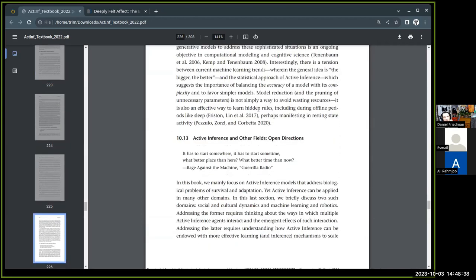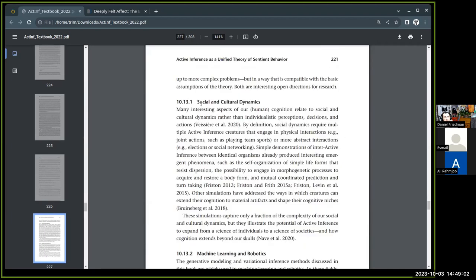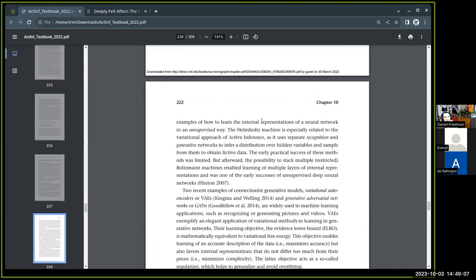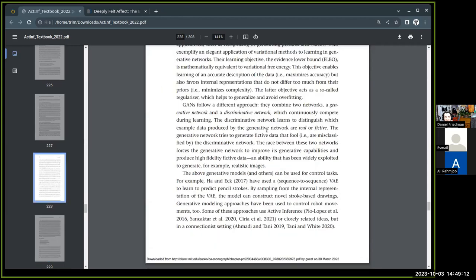Awesome. And then section 10.13, active inference and other fields, open directions. As the title would seem to set off, this section goes into some of the extensions and elaborations that are quite ongoing in active inference, especially related to social and cultural dynamics and machine learning and robotics. So subsection 1, social cultural dynamics. Subsection 2, machine learning and robotics. Anything to say on that section?